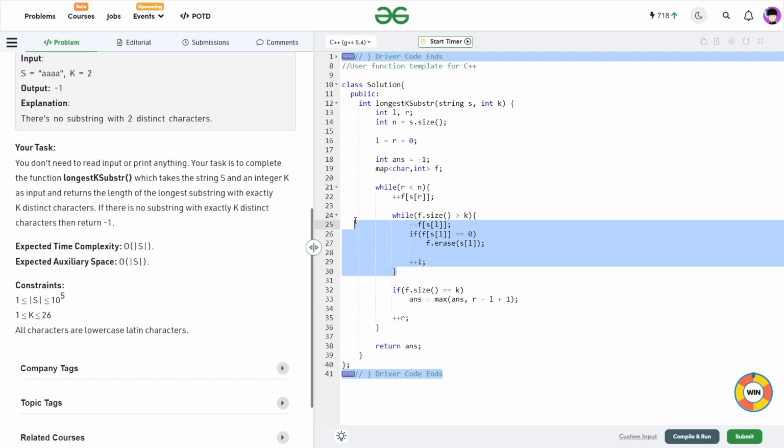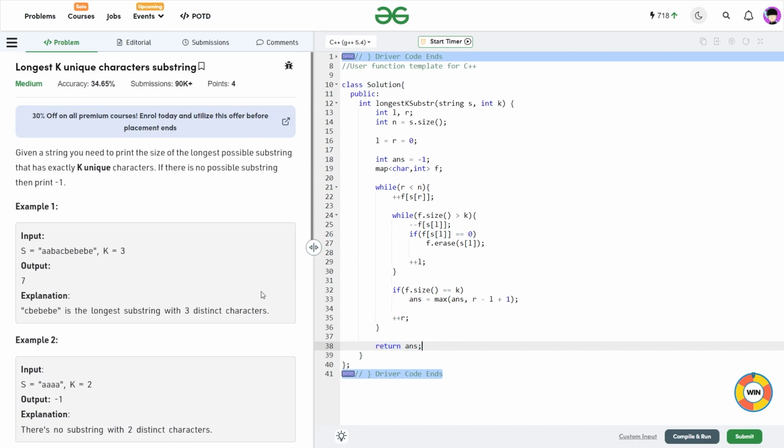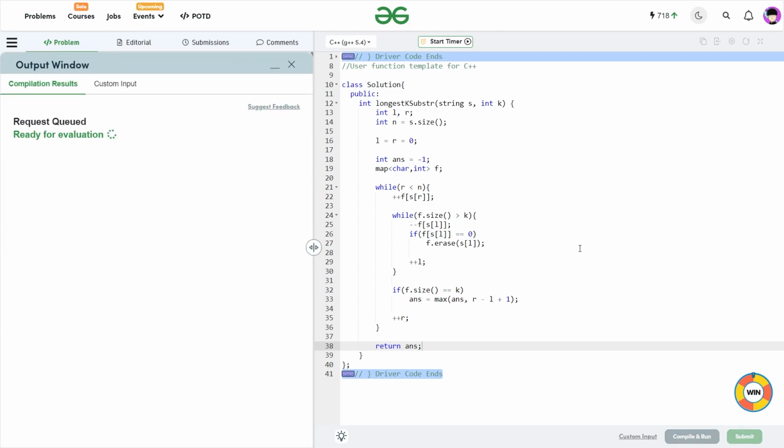After this inner while loop has been executed, you will realize the size of the map will be either less than or equal to k. If it is equal to k, I'm just going to update my answer as maximum of answer comma r minus l plus 1. And then at the end, I'm just going to increment the value of r. After this while loop has been completed, I'm just going to return my answer and that would be my final solution. That was all about this problem, and let me quickly submit this and show you that this particular code works and the solution is correct.